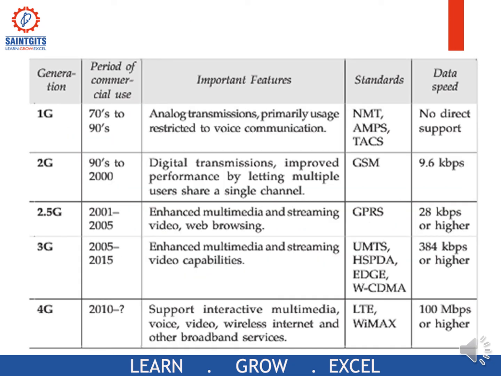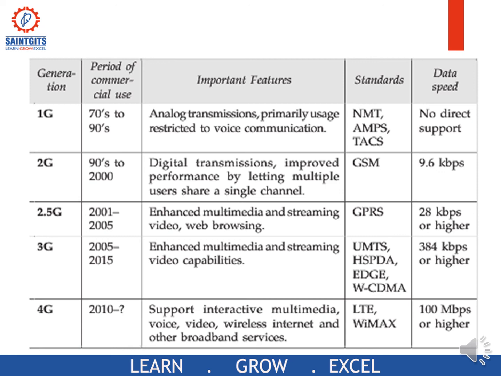This table shows the hierarchy of each generation. 1G technology was used from the 70s to 90s. There was only analog transmission. The standards were NMT, AMPS, and TACS. There was no direct support for data. For 2G, it was from the 90s to 2000. It improved digital transmission, improved performance by letting multiple users share a single channel. The standard used was GSM. Data speed was 9.6 kbps.